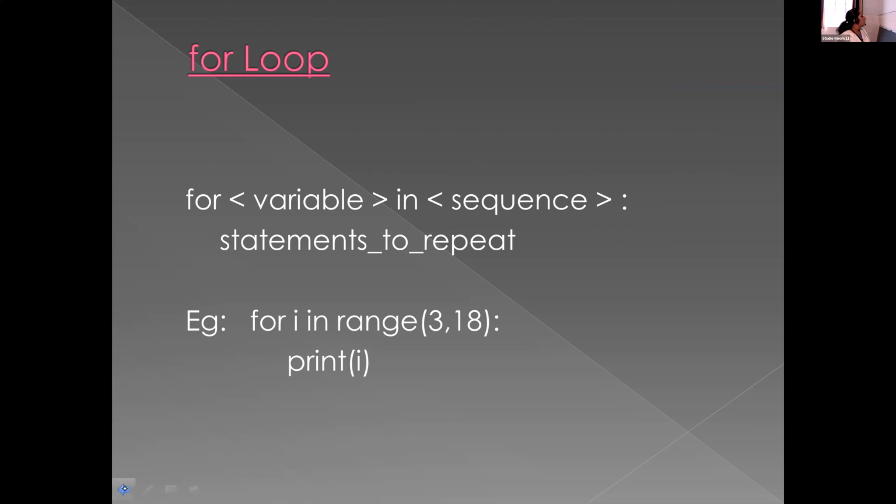So, for i in range 3,18, what is range function? Range is a built-in function with three parameters. What is parameter? These contents are known as parameters. 3 and 18 are two parameters used here. Is it clear?